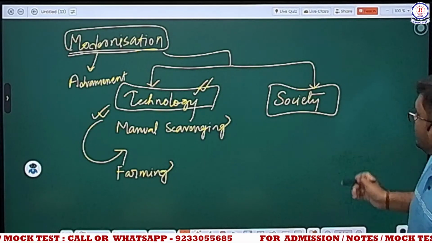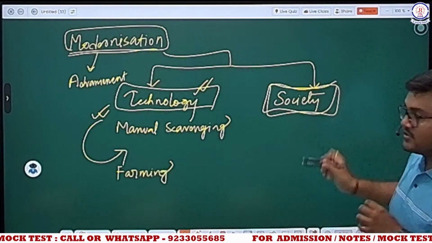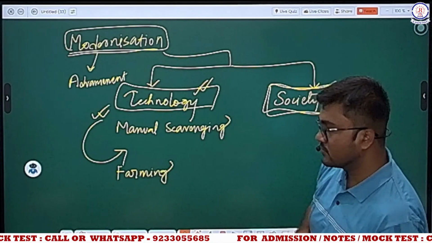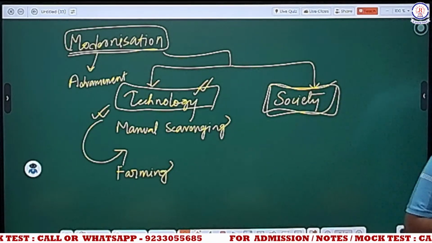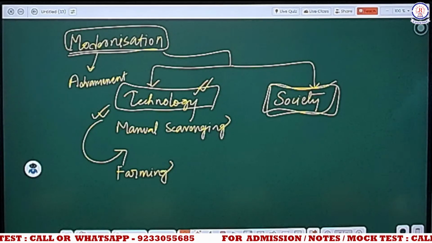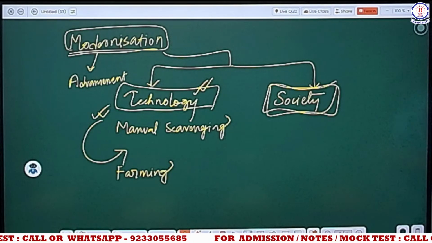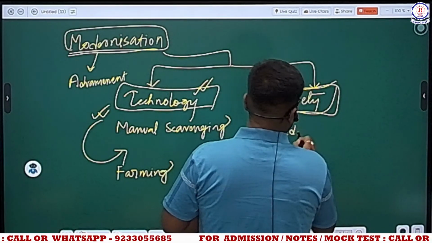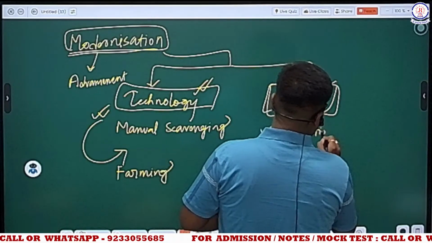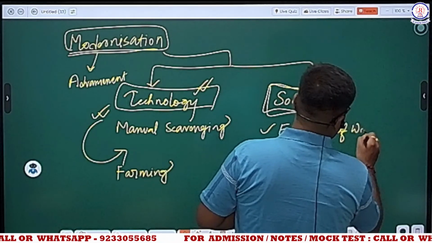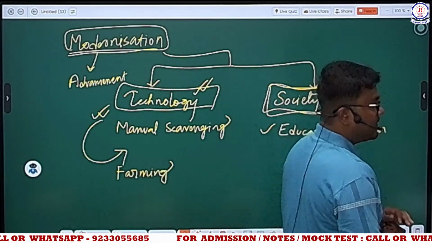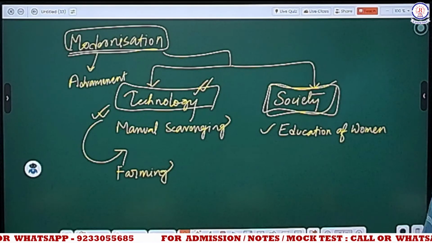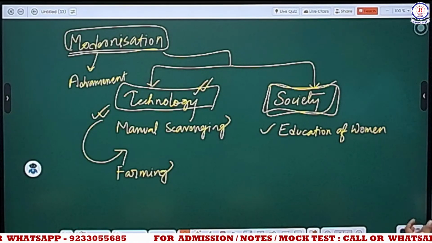Now, in terms of society, what modernization? In society, we can say acceptance of education of women. Women's literacy rates at the time of independence were dismal. Now it is much better. So that can be considered a modernization.